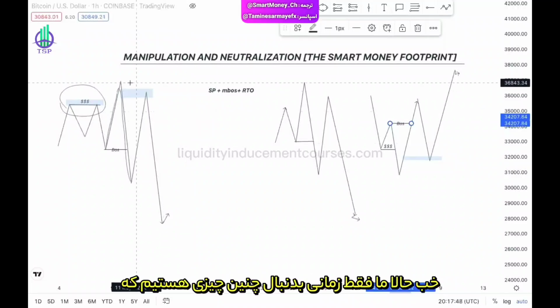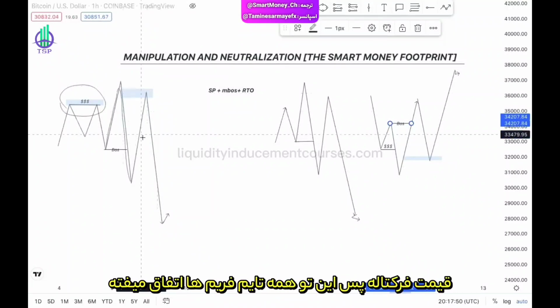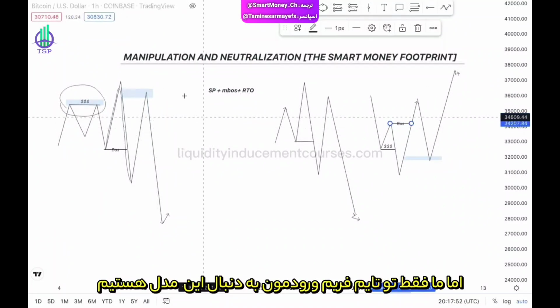Now, we only look out for these things. Price is fractal, so they happen on all time frames, okay? But we look out for these things on our entry time frames.